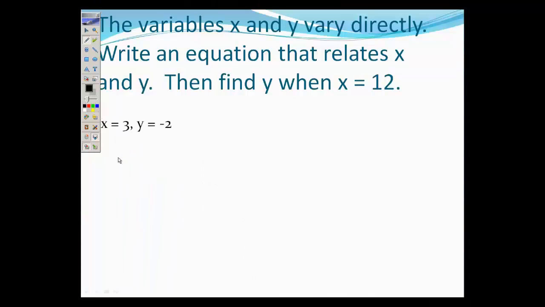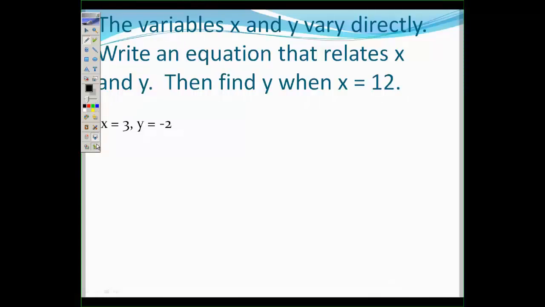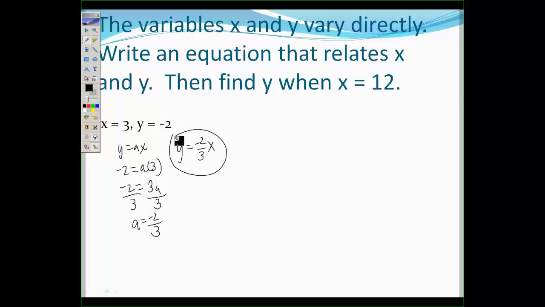Let's go on to the next problem. Once again, I need to first write an equation, and second find y when x equals 12. So I'm going to start with my direct variation equation, where a represents the constant of variation this time. And I'm going to substitute in my values and solve for a. So I know that my equation could equal negative 2/3 x. Y equals negative 2/3 x. That's the first half of my answer.